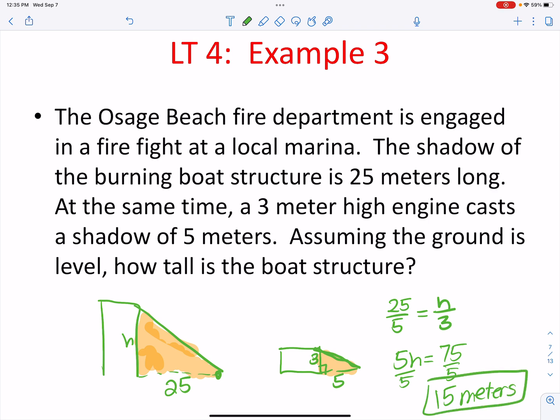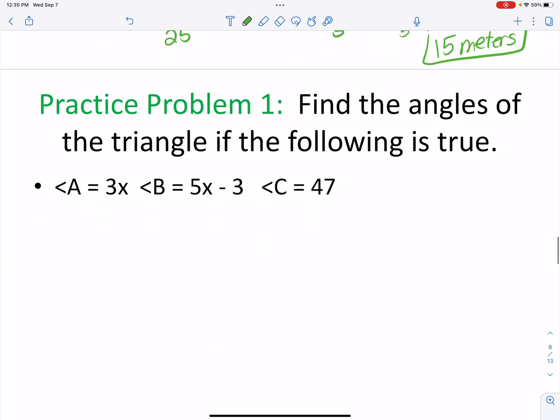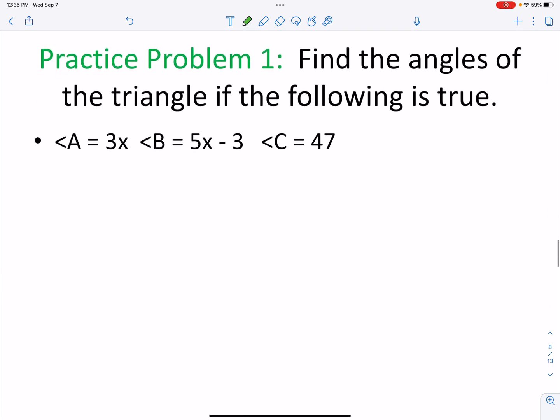Okay, which, I mean, a burning boat structure 15 meters tall, I would bet Kelly Walsh High School is like 10 meters tall. So it's a little bit taller than our building. So that seems like it would be realistic. Okay, so it's similar triangles. So I would like you to pause the video and try this one. This one is another practice. Just try it since you're gone to make sure you understand.